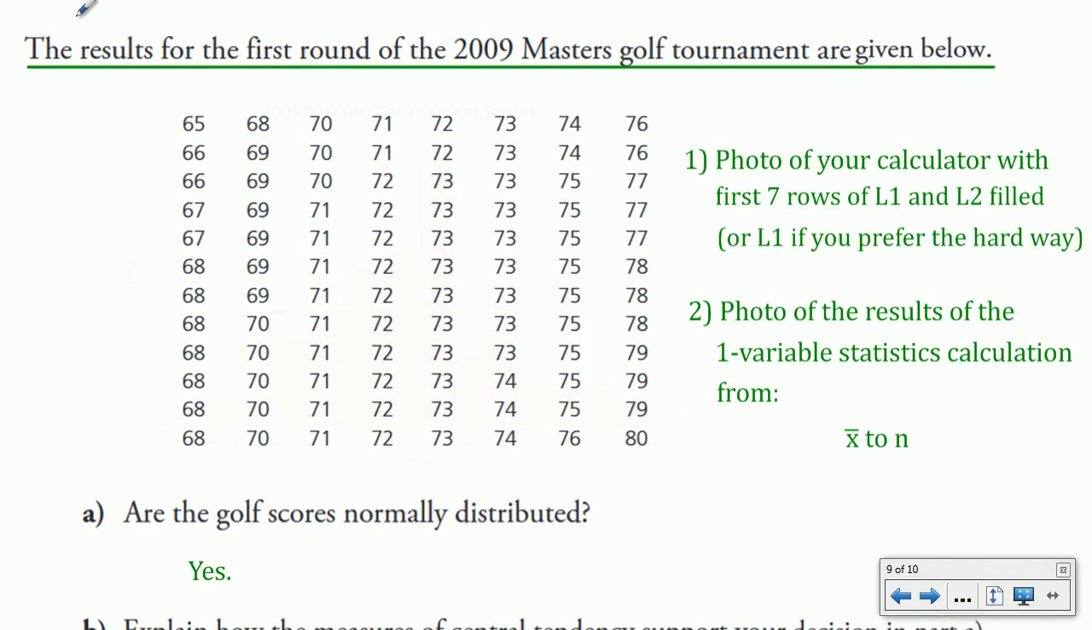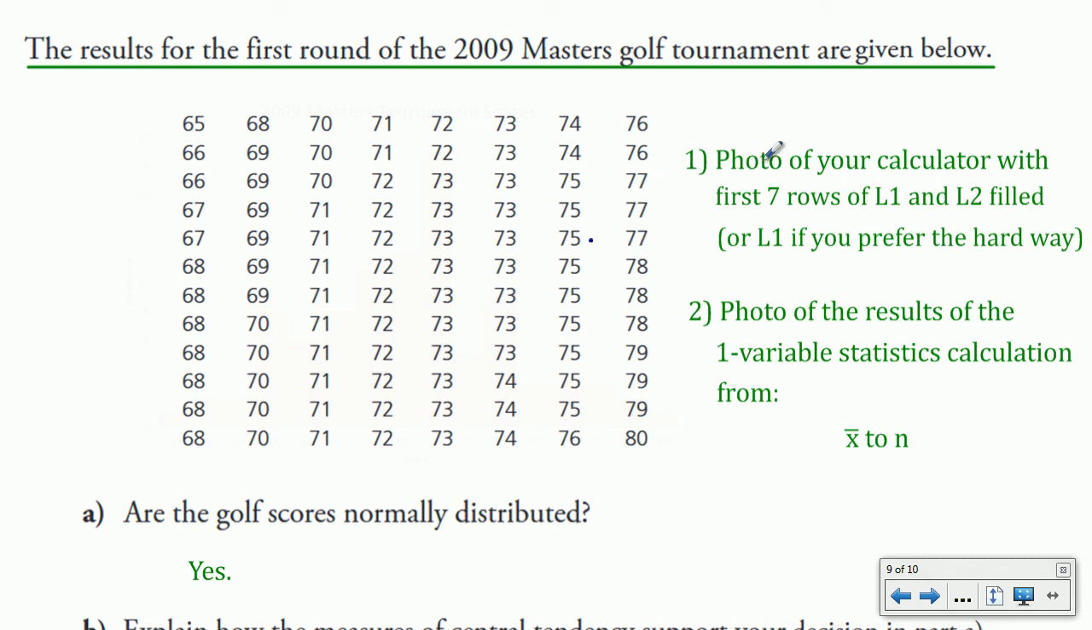I'm going to leave this question for you to do. The results of the first round of the 2009 Masters Golf Tournament are given below. Here they are. You can enter this data into your calculator the easy way or the hard way. If you do it the hard way, you're going to have to enter 96 numbers into your calculator in L1. If you do it the easy way, which was shown earlier in this video, it'll be much quicker.